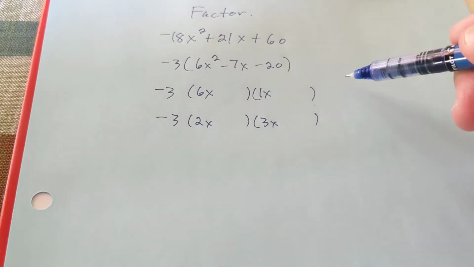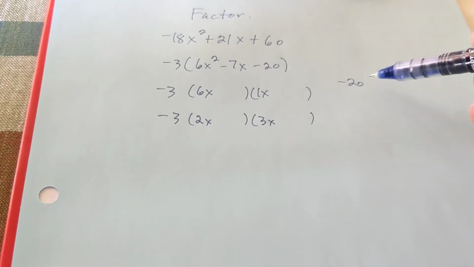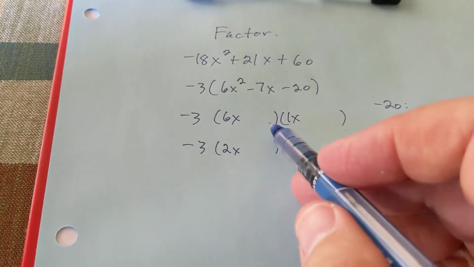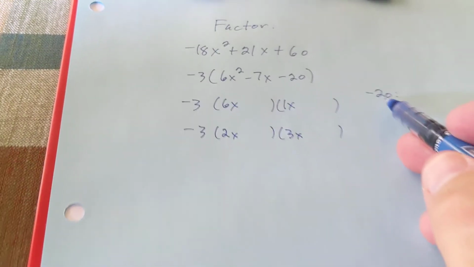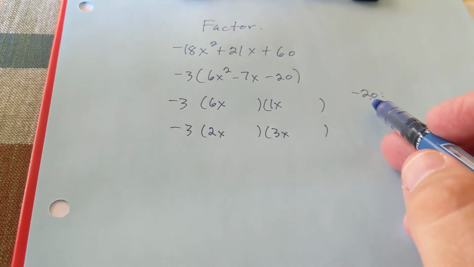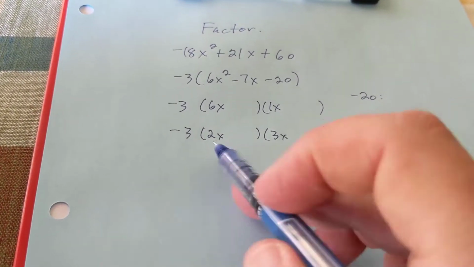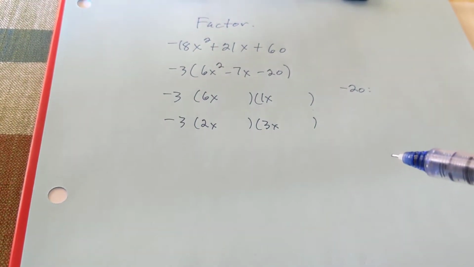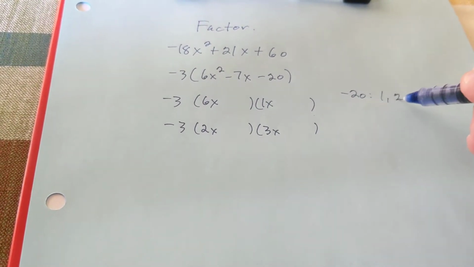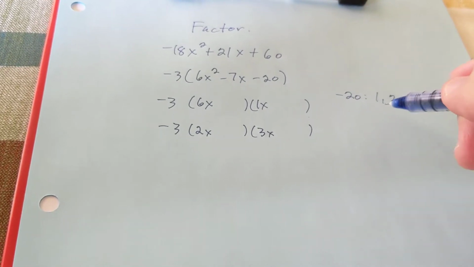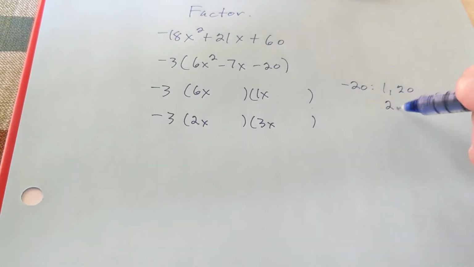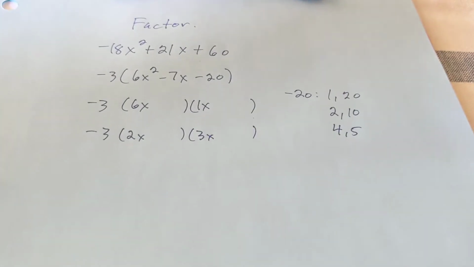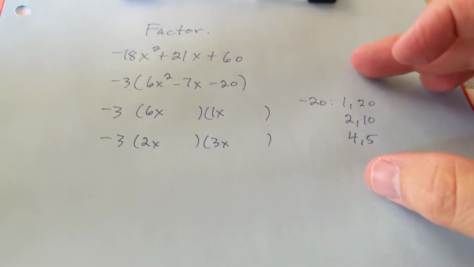The next thing I need to do is set up 20 over here because what goes in the second slots here, and here, or here and here has to multiply to be 20. So it has to multiply to be 20, and when I do all the other multiplication and addition, it's got to add to be negative 7. So I'm going to check some things out here. Of course, it could be 1 and 20 multiplies to be 20, 2 and 10, 4 and 5. So these are the possibilities, of course, with various signs.